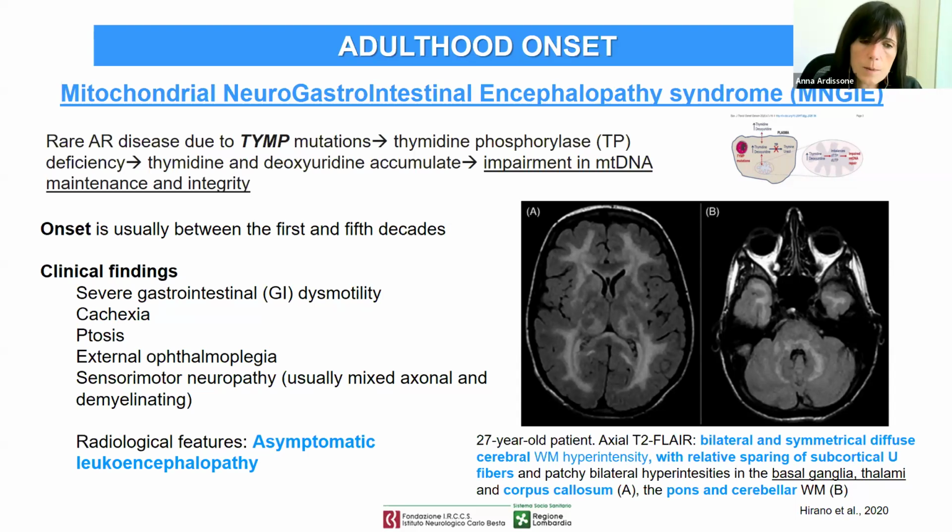But the very typical aspect is the presence of leukodystrophy. In this slide, you can see an example. This is the MRI study of a patient of 27 years old. As you can see, there is a bilateral and symmetrical diffuse cerebral white matter involvement with a relative sparing of subcortical U fibers and involvement of the cerebellar white matter also. The important finding of this leukodystrophy is that it is completely asymptomatic. The patient may manifest neurological symptoms, as we said, ptosis, ophthalmoplegia, and sometimes ataxia, but no pyramidal signs.